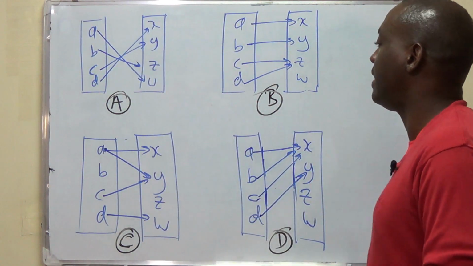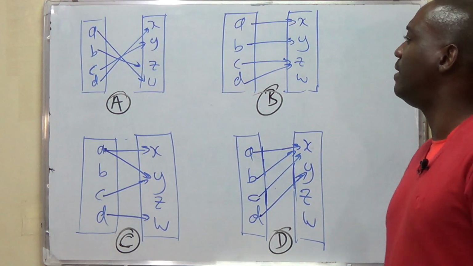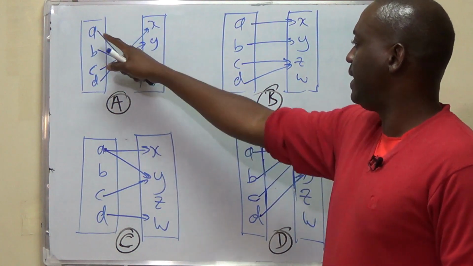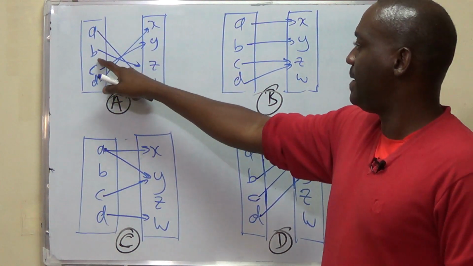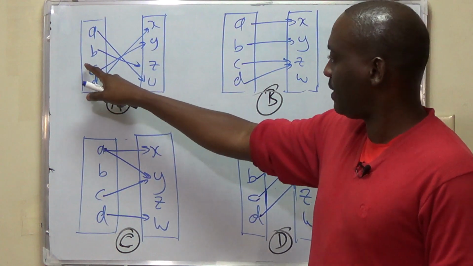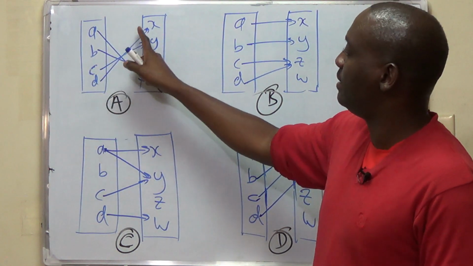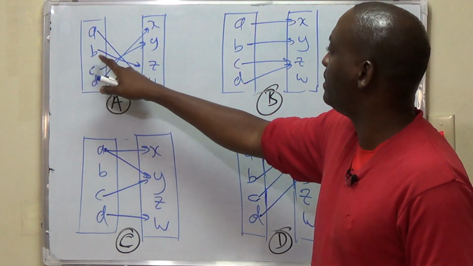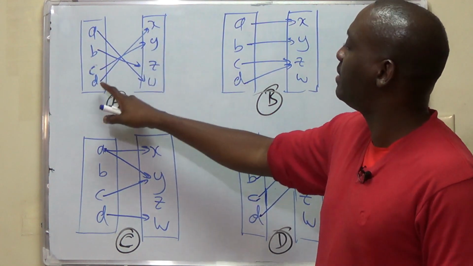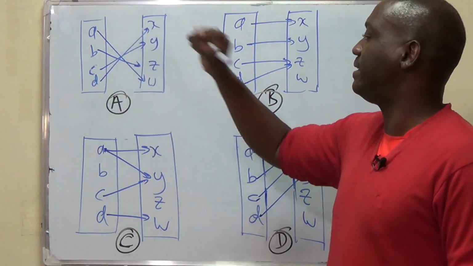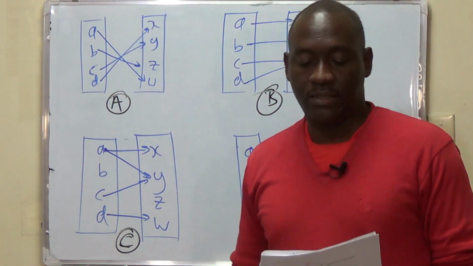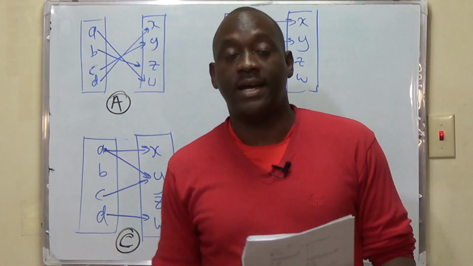This A answer here is the only one where you have a strict one-to-one because you have A to W, A in the domain to W in the range, B in the domain to Z in the range, C in the domain to Y in the range, and D in the domain to X in the range. So in this case, the answer is clearly answer A.